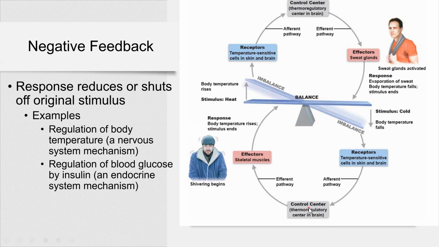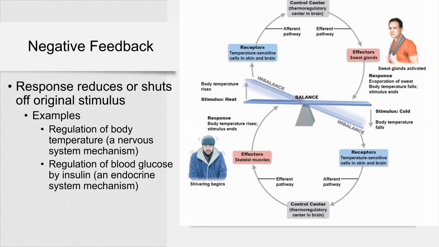The control center analyzes, detects that, well, this input is below my checkpoint, and sends a message to the effectors through the efferent pathway. For example, here, your skeletal muscles, and you start shivering. Your shivering begins, and when you shiver, you produce lots of heat and body temperature rises. The stimulus ends. You're back to balance.